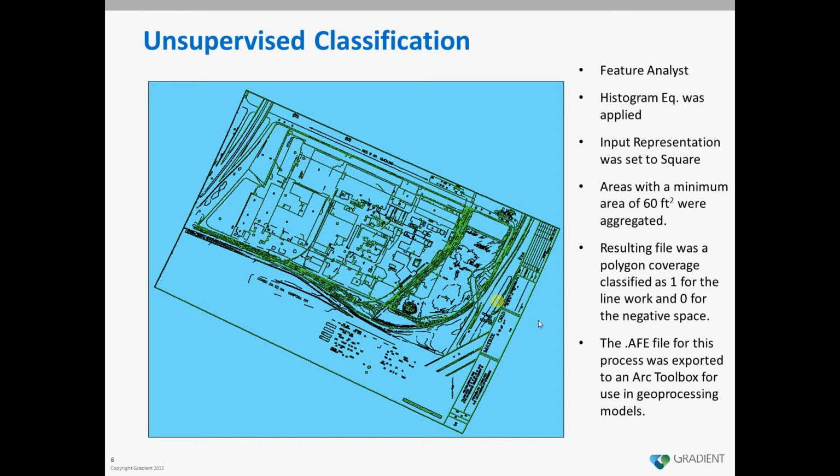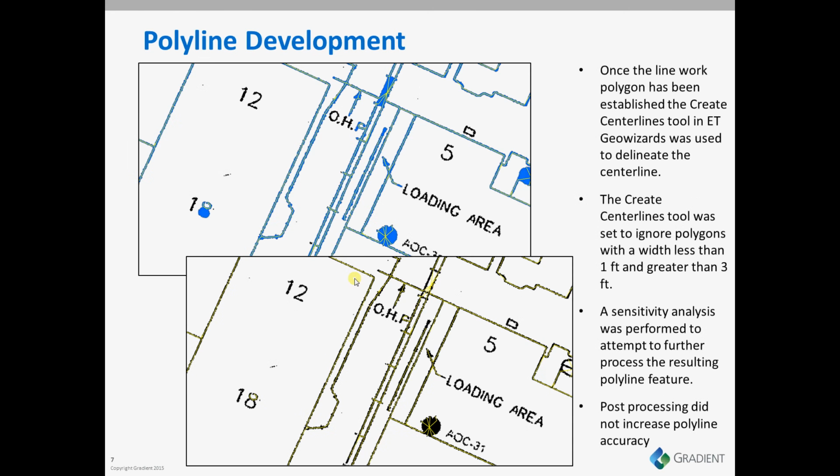And then the feature extraction file, the model file from Feature Analyst, was exported to a tool, and I'll show you how, and I'll show you why that was, because we bring it into Model Builder eventually. After the polygon was developed, we were able to find the center lines here using ET GeoWizards, and as you can see, it tracks really well. There are some areas that aren't going to be included in the final.